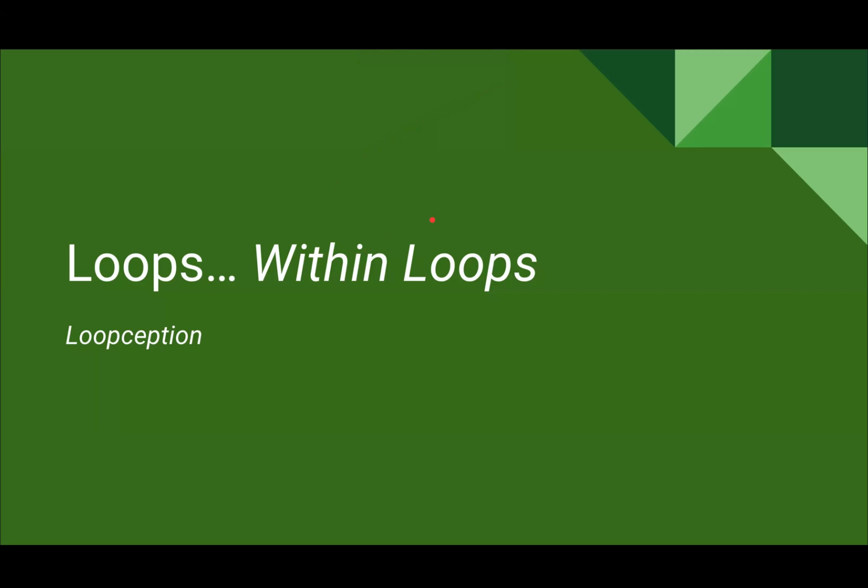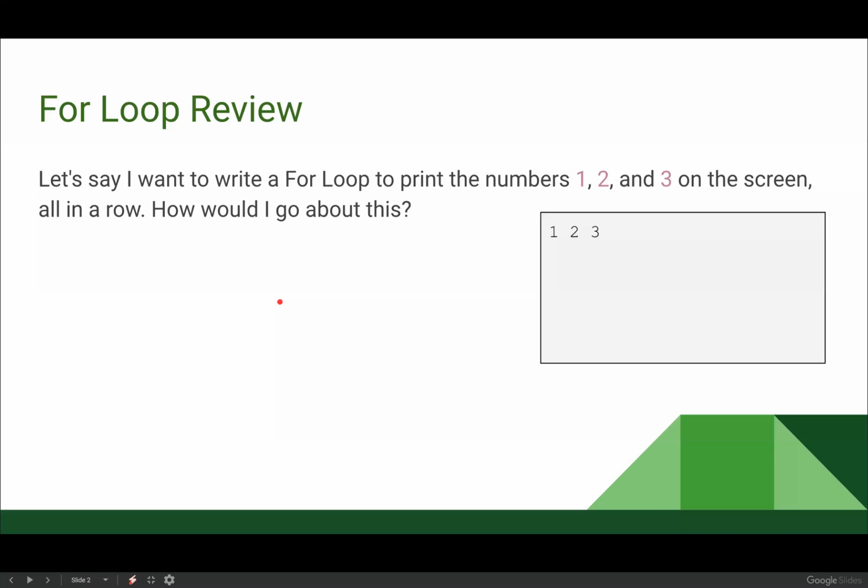All right, today we are discussing loops within loops, loopception, very exciting things. So, very brief for loop review. Let's say I want to write a for loop that prints the numbers 1, 2, and 3 all in a row on a line, just like this. How would I go about doing that?